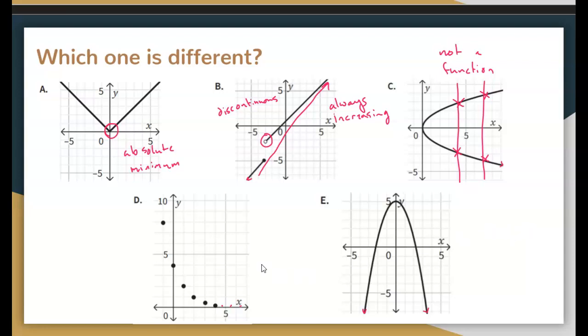D has a few things that are unique about it. One is that it's discrete. We see they're listed as dots, or they're drawn on as dots rather than continuous lines. So this is the only one that's discrete. Or you might have thought of that as dots. This one also is decreasing the whole time. It's the only graph that's always decreasing.